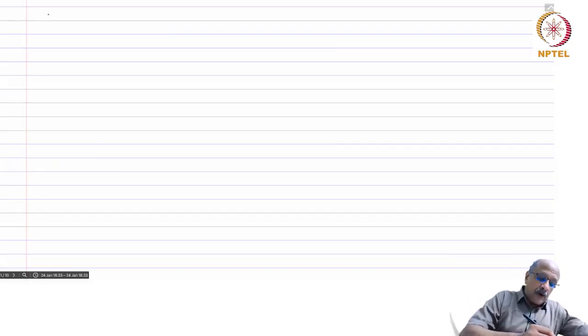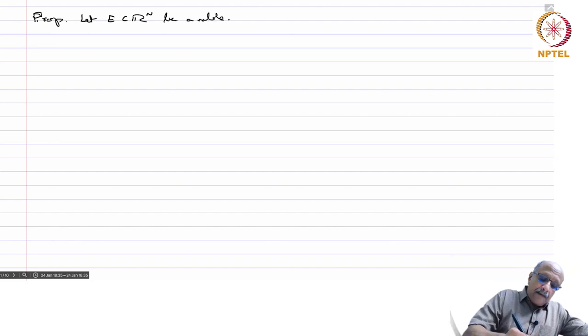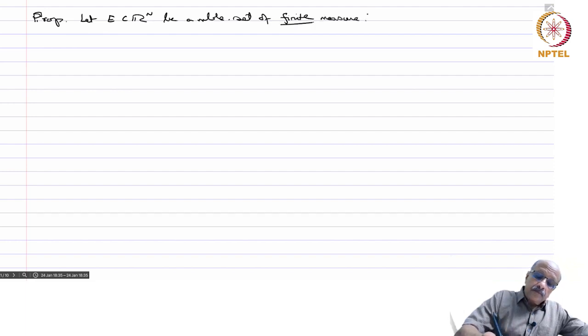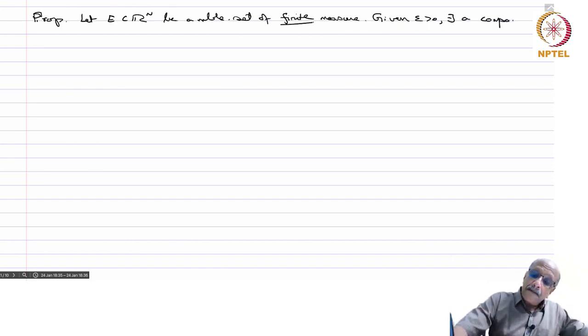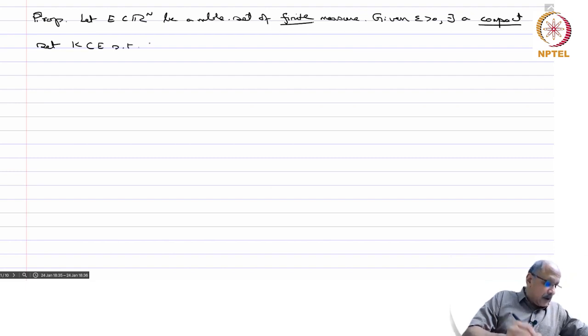So we continue with our approximation results concerning the Lebesgue measure. So we have the following proposition. Let E contained in Rn be a measurable set. That means, as I always say, Lebesgue measurable set of finite measure. Given epsilon greater than 0, there exists a compact set K contained in E such that Mn of E minus K is less than epsilon.